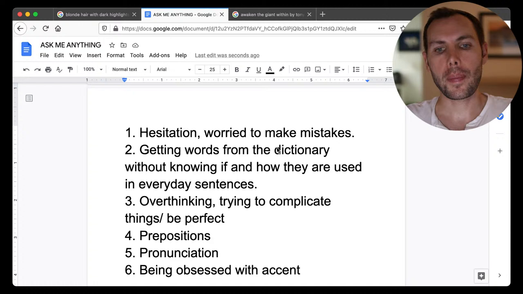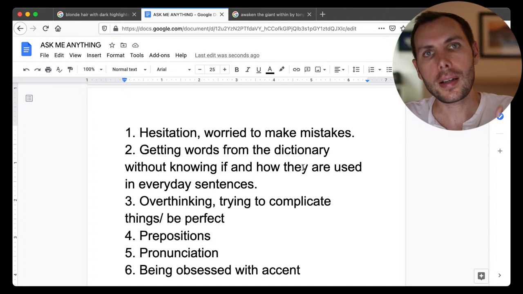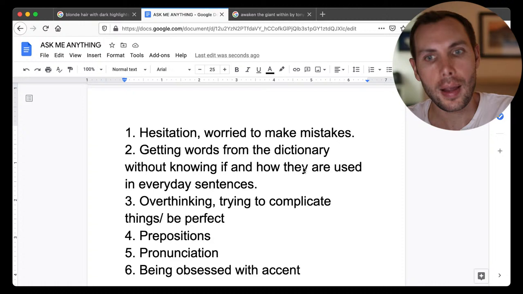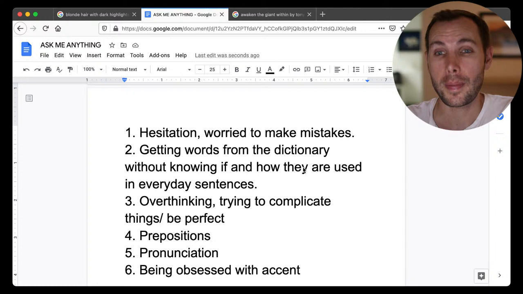Worried about making mistakes. If you hesitate, you're not going to make the progress that you want to. You're always like, oh, should I say this? Should I say that? If you at least try, then hopefully, if you make a mistake, you'll learn from it. Oh, okay, I shouldn't say it like this. If you're getting feedback, of course, which is important too. So hesitating, worried about making mistakes.